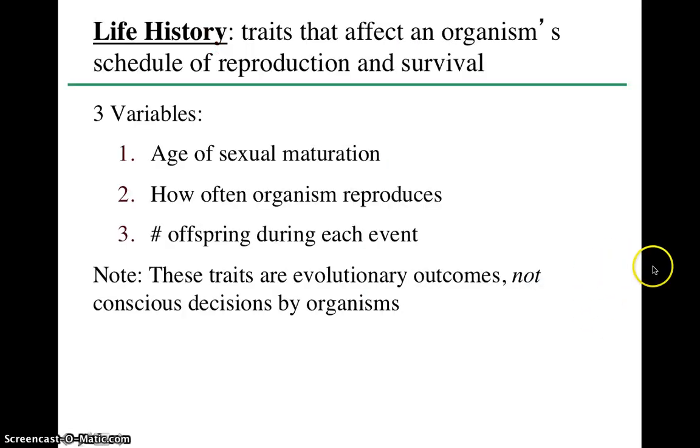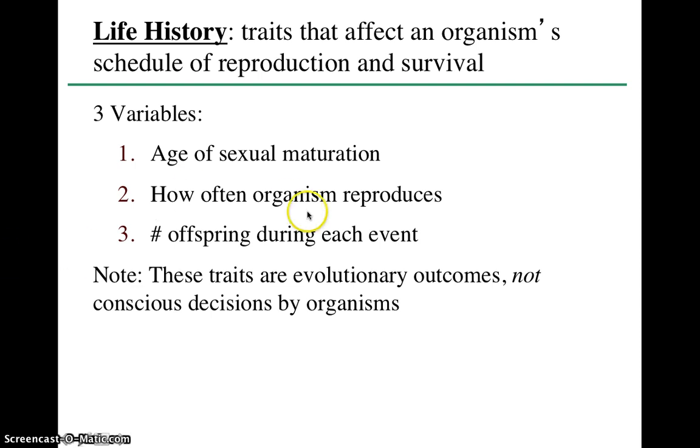Life history. Life history is basically talking about 3 different traits that affect whether an organism or individual or species is able to reproduce and survive. First thing is the age of sexual maturity. So how early or late can an organism start reproducing? Second one is how often this organism reproduces. Third one is the number of offspring during each reproduction event.